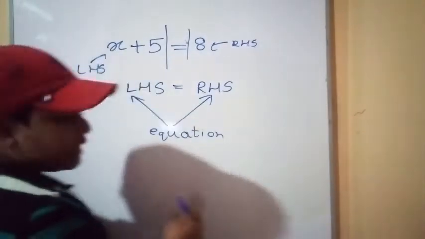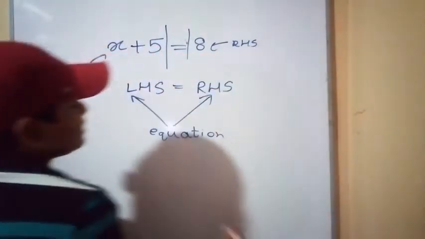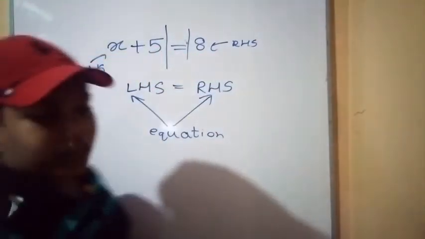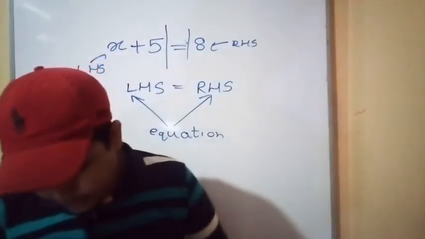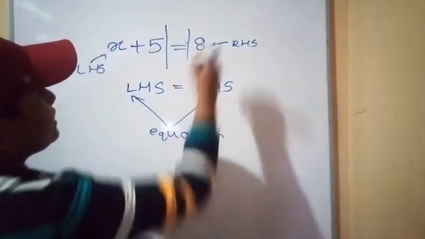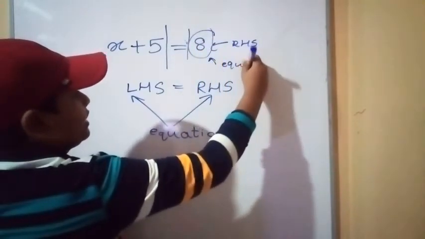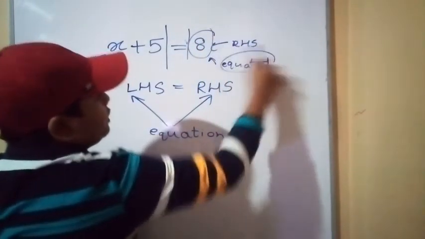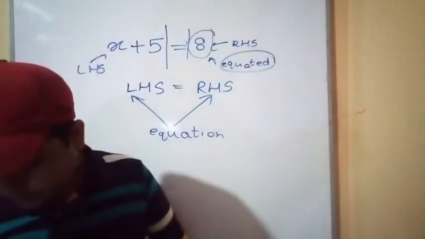The unknown term in a simple equation is always on the left hand side, right? The right hand side consists of the value. It is equated to 8 on the right hand side, equated. That means the equation is equated. That is the new name, equated.